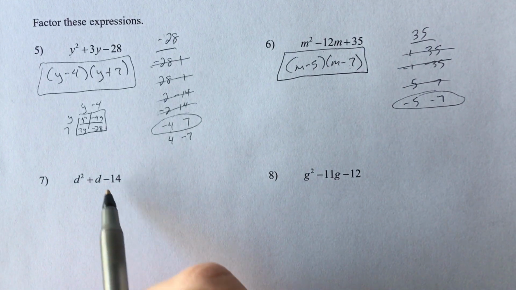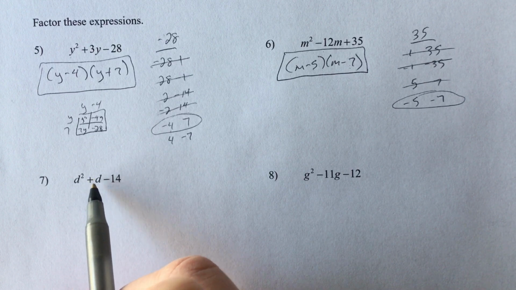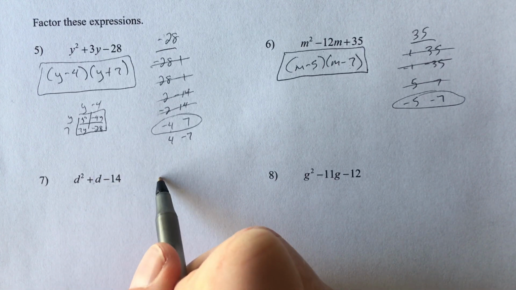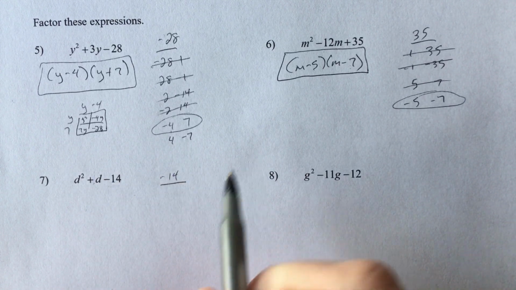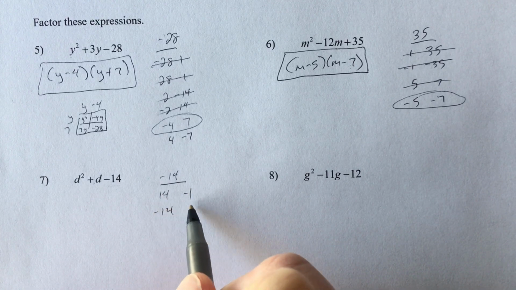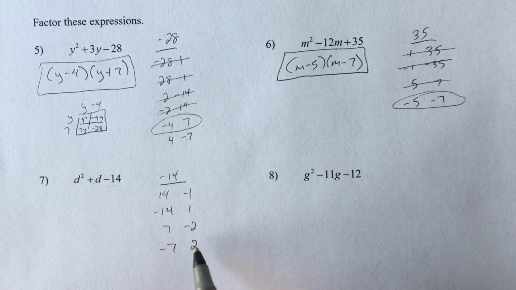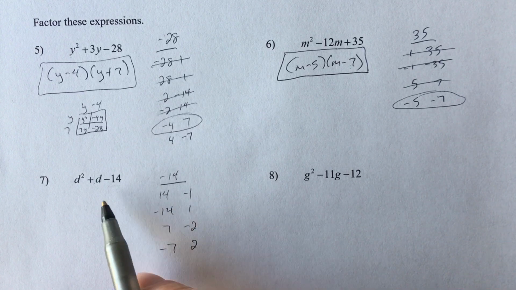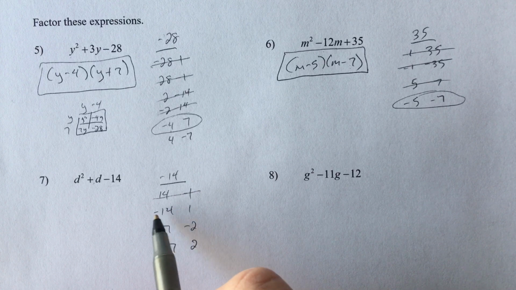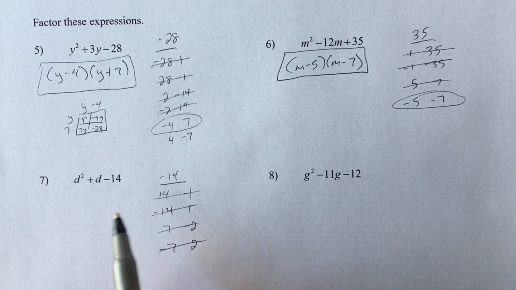For number 7, we're looking for two numbers that multiply to equal -14 and add to equal +1. So anytime you see a plus d or whatever, that's a +1 in there. So for -14, I'm going to go 14 and -1, -14 and 1, 7 and -2, -7 and 2, and that's it, right? So then I try to get them to add to 1. These don't add to 1, these don't add to 1, these don't add to 1, these don't add to 1. I'm all out, right? So you don't panic.